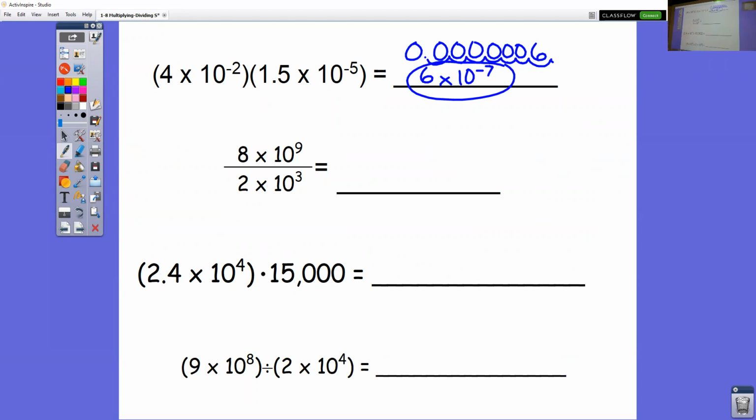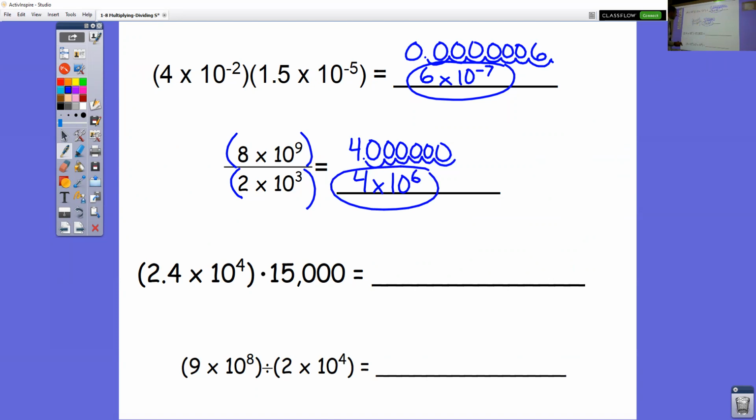Don't get tricked in the second one. Again, this is a dividing question. You don't see the parentheses there, but you need to type the parentheses into the calculator. When you do that, you get a 4 and then 6 zeros, so the number 4 million. 4 million in scientific notation is 4 times 10 to the 6th power.